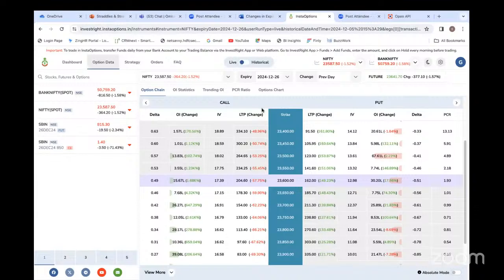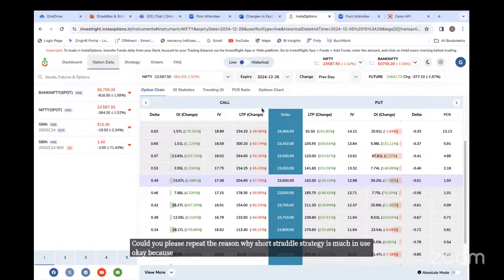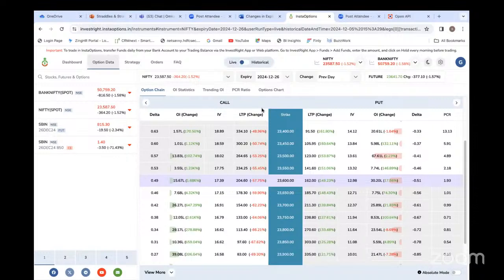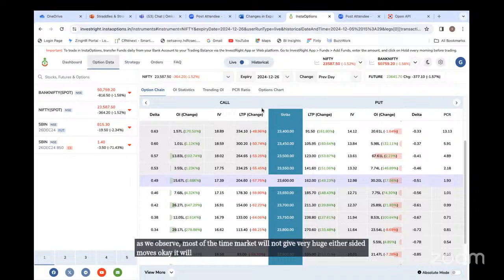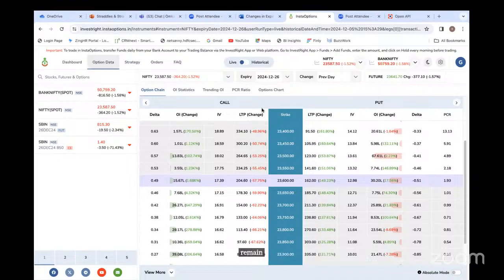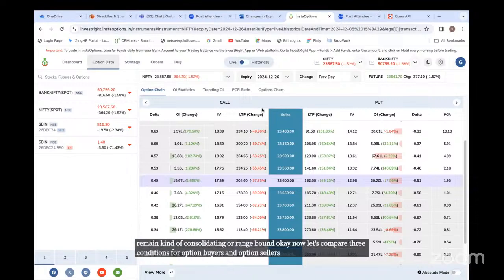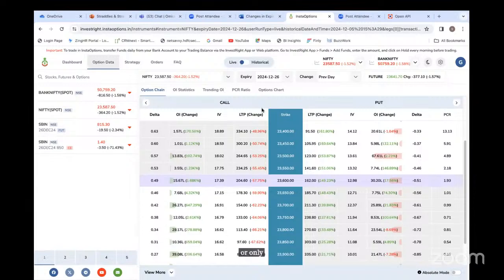Okay, there is a question: could you please repeat the reason why the short straddle strategy is much in use? Okay, because as we observe, most of the time the market will not give very huge one-sided moves. It will remain consolidating or range bound. Now let's compare three conditions for option buyers and option sellers, or only sellers, let's say.